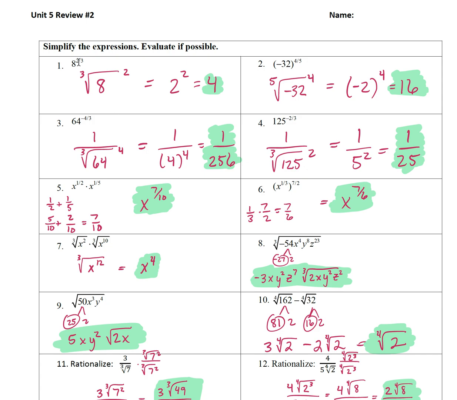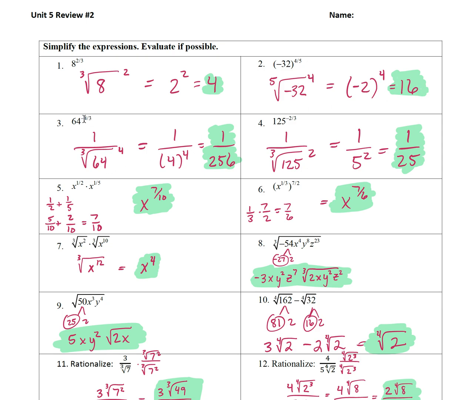the fifths. So when you see 8 to the 2/3, you're almost always going to do the root part first. So do 8 to the 1/3, which is the cube root of 8, which is 2, and then 2 squared is 4. Same thing over here. We're going to do the root part first, the 5. So the 1/5 power of negative 32 is just negative 2, and then do the 4, and then negative 2 to the 4th is 16.